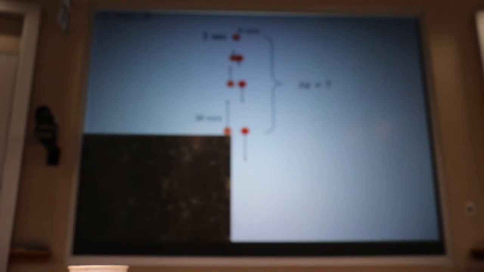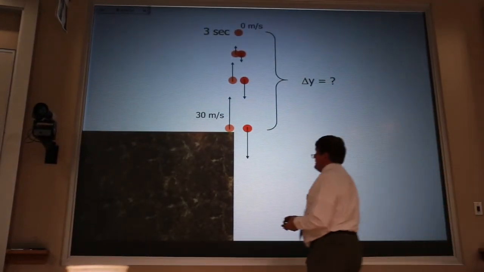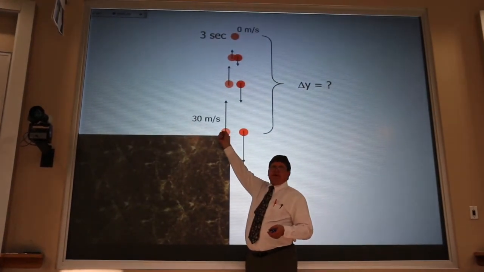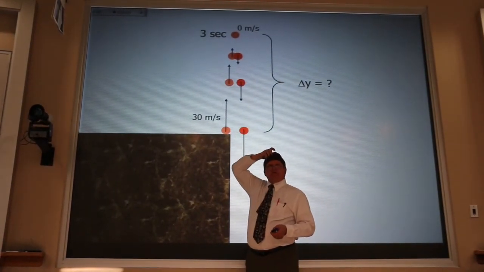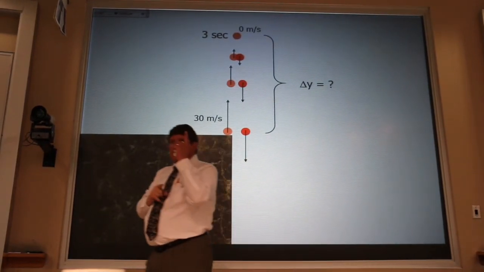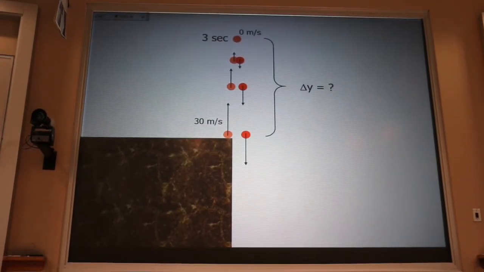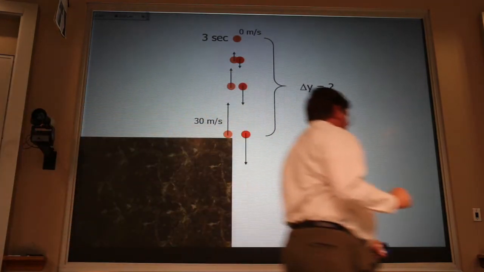Now, if I were to ask you, how high did it go? Could you do that in your sleep? You should be able to. You want to use the fastest speed it travels up or the slowest speed of zero? The average. And the average is halfway between the fastest and the slowest, halfway between 30 and zero, or 15. On average, this ball goes up 15 meters every second for 3 seconds. How high did it go? 45 meters. We've done this problem before.